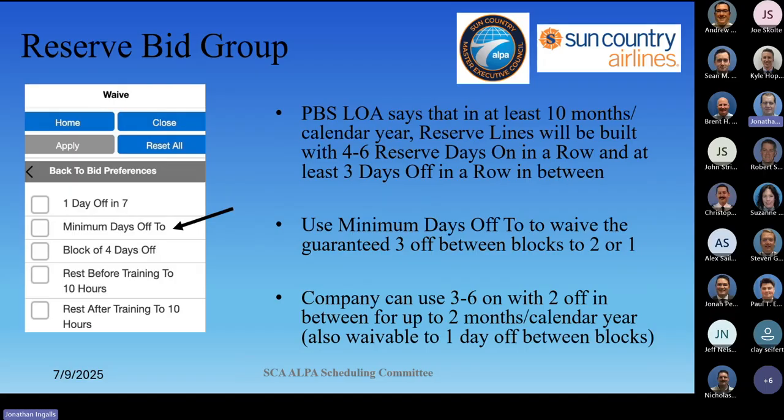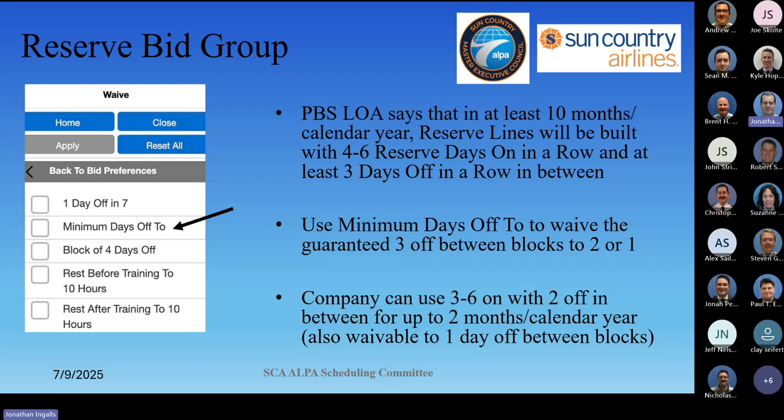Waves. So under the PBS LOA, going forward, reserve schedules will generally be built with a minimum of 4 and a maximum of 6 days on in a row. That means all of your reserve blocks will have between 4 to 6 days on in a row. You are also contractually guaranteed 3 days off between reserve blocks. So you're going to have between 4 to 6 days in a row of reserve and 3 days off.